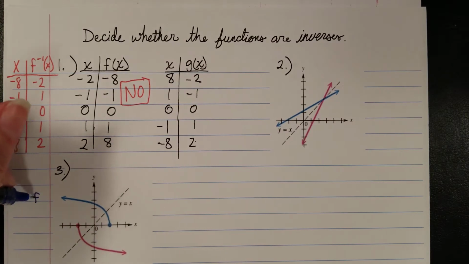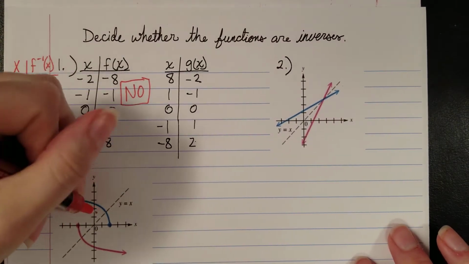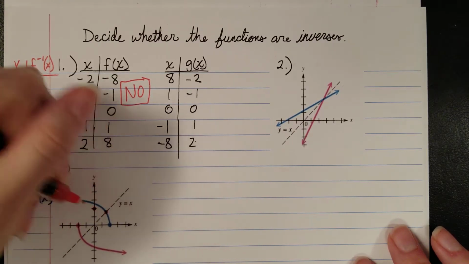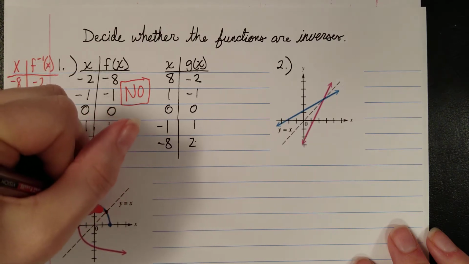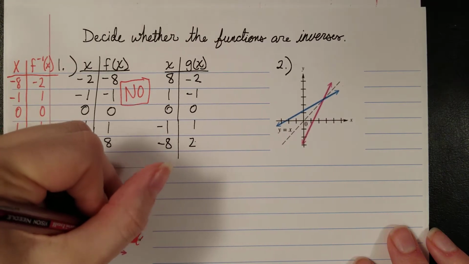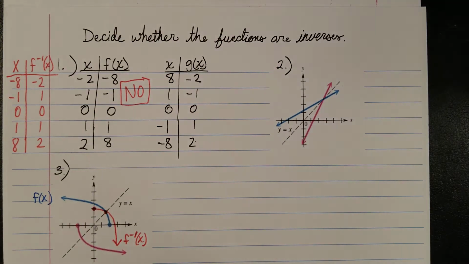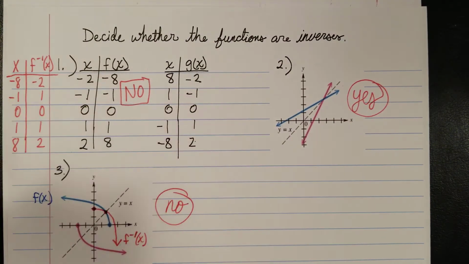Let's say the blue one is f of x, and then I'm going to use red to try to sketch the inverse of f of x. It would sort of look like that. That's what f inverse of x would look like right there, not whatever this thing is. So this one was a yes, and this one was a no.